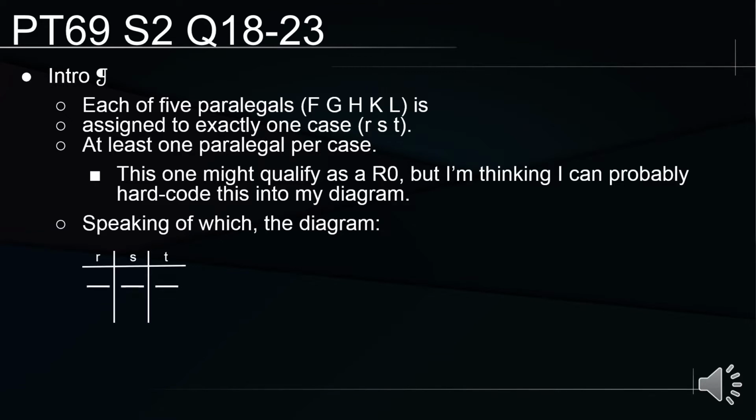is this one right here. Sorry, I had to take a couple button presses to make it appear. But yeah, it's just going to be a simple table with R, S, and T as our columns, and then that rule 0 that we were talking about, at least one paralegal per case, I am simply going to represent with just putting a blank space into each column to make sure that we're not forgetting to fill at least one person into each group.